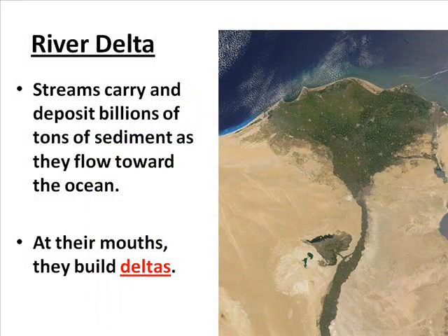At the very end of a stream or a river, there's often a fan-shaped delta. Streams carry and deposit billions of tons of sediment as they flow towards the ocean. Over time, the delta builds up, forming a triangular shape. As water slows down when it enters a larger body from the stream, it deposits the sediment it cannot carry any longer. This is a characteristic shape that can be seen around the world, like the Nile River Delta to the right in a picture on this slide, and in Louisiana, the Mississippi River Delta.